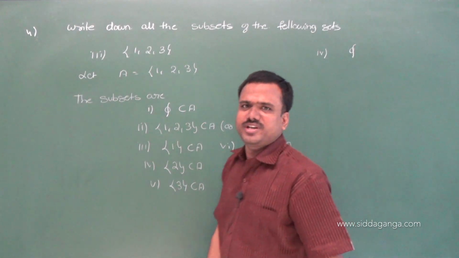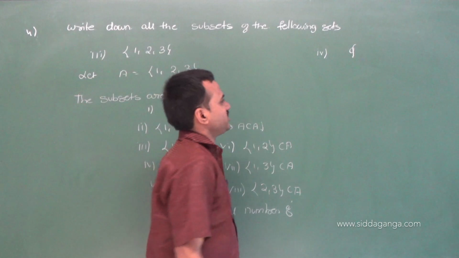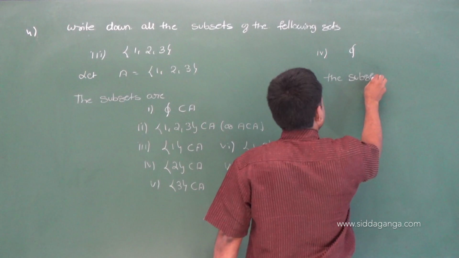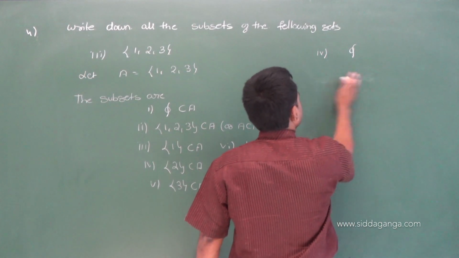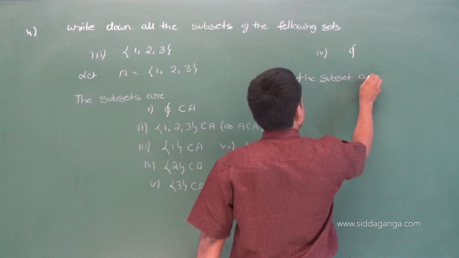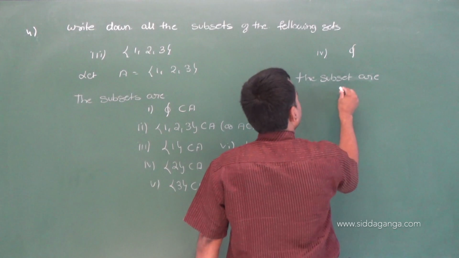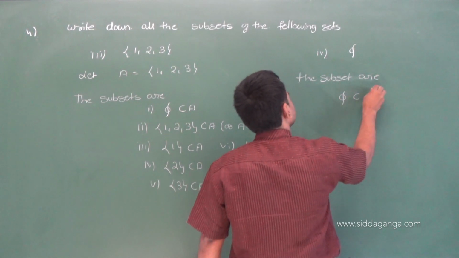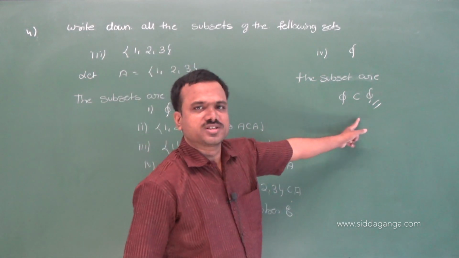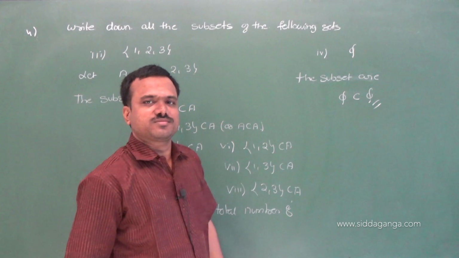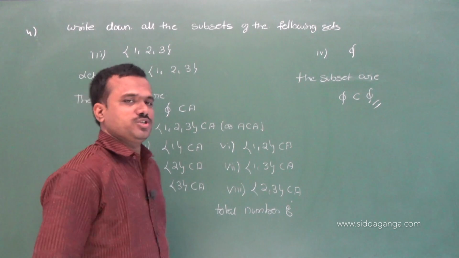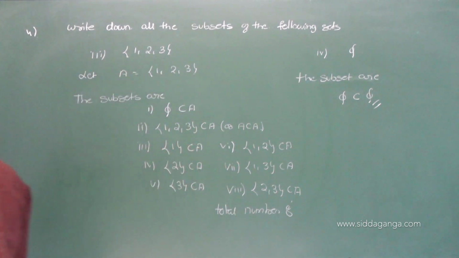He has given empty set. The subsets are only one. Empty set is a subset of empty set. The subsets are, empty set is a subset of what? Empty set. Correct now? Only one subset. Correct? Understand? The fourth main questions are over. Next main.